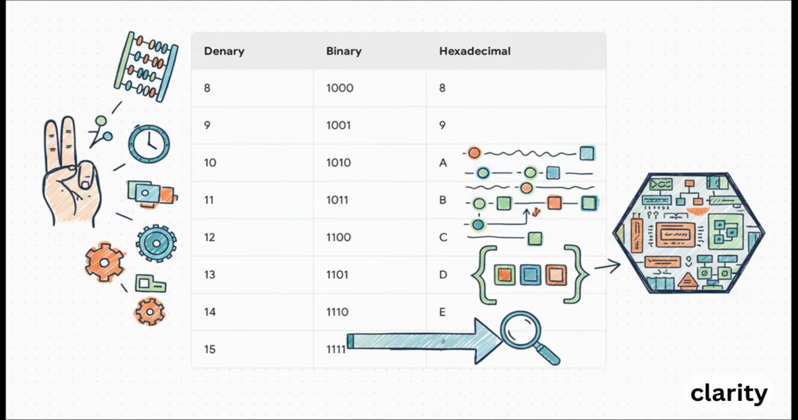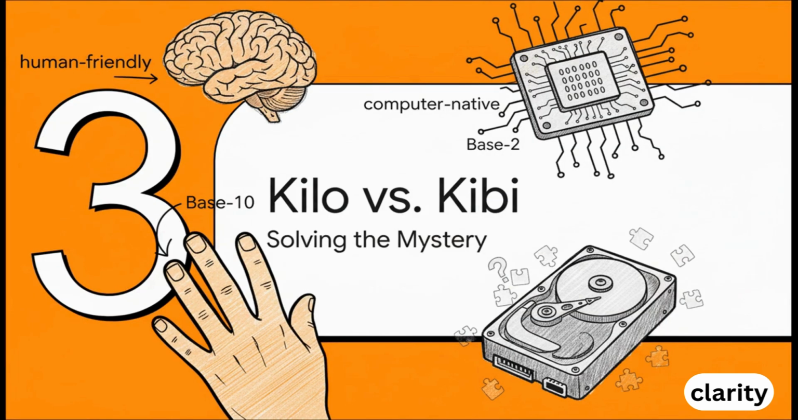So a long, messy 8-bit number, like 10110111, can just be chopped in half, translated to B and 7, and shortened to just B7. Way easier for a person to read and remember. Okay, so we've got our human language, base 10. We've got the computer's native language, base 2.